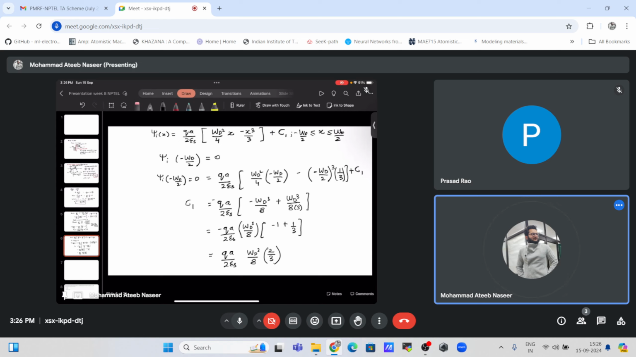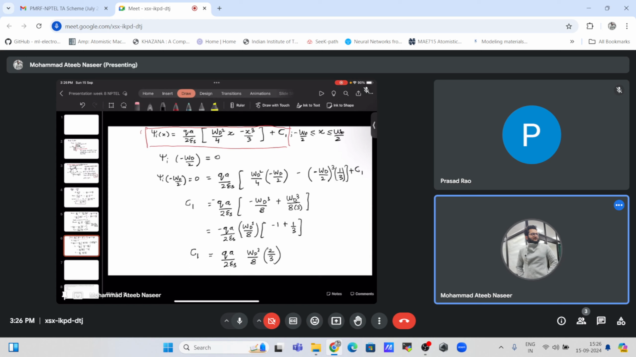Now let us put the value of c1 again in this expression. Let me encircle it in red. We have to put the value of c1 over here.